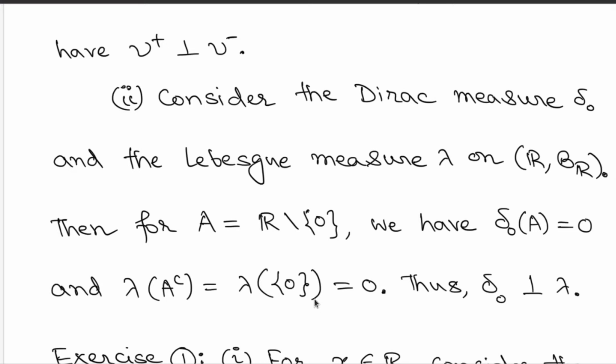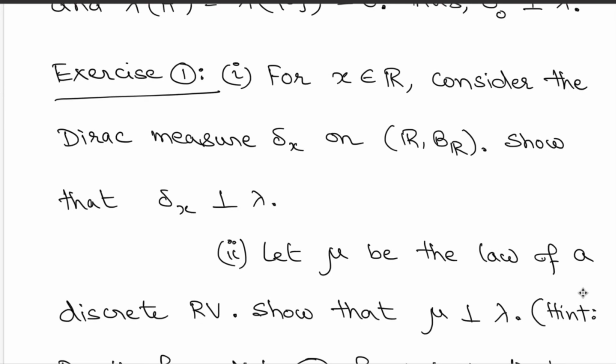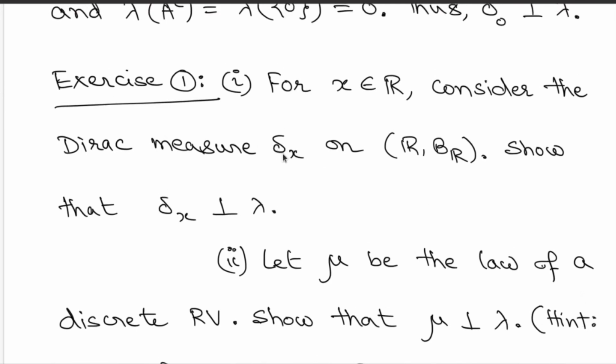So as per the definition, we have split the whole real line into two parts, A and A complement. On one part, Dirac 0 assigns 0 mass. On another part, the Lebesgue measure assigns 0 mass. So as per the definition, the Dirac measure supported at 0 and the Lebesgue measure are mutually singular. But you can now expect that you can extend this example to any arbitrary Dirac measure and say that any such Dirac measure will be mutually singular with the Lebesgue measure.